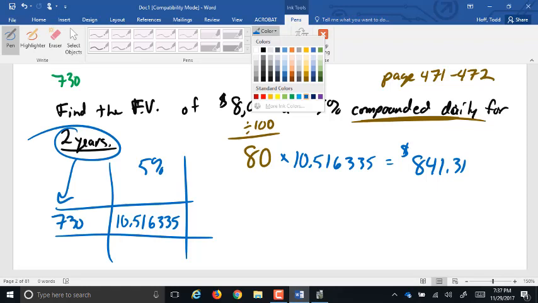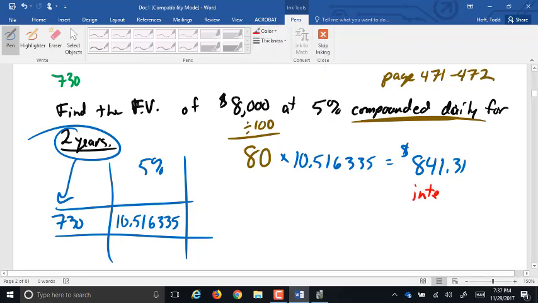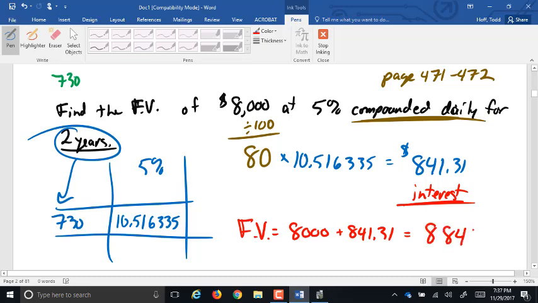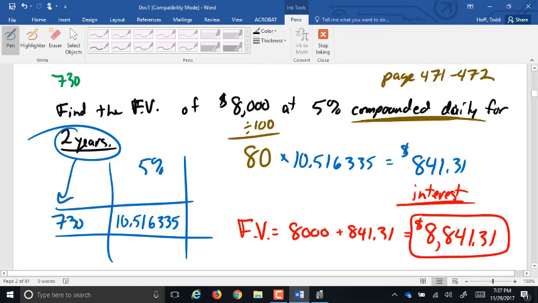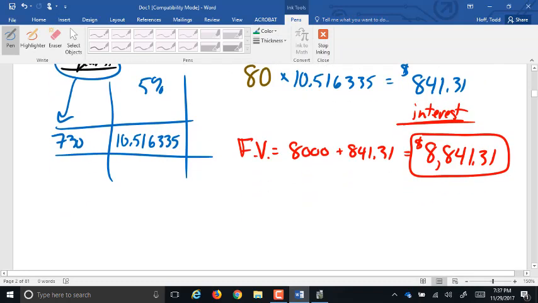Now, obviously, that's not the future value. That is the interest. So the future value is found by adding that back to the principal of $8,000. Now I'm going to pause for a breath here to let you catch up. Well, and it is exact. This table is actually much more accurate because it goes off $100 instead of per dollar.